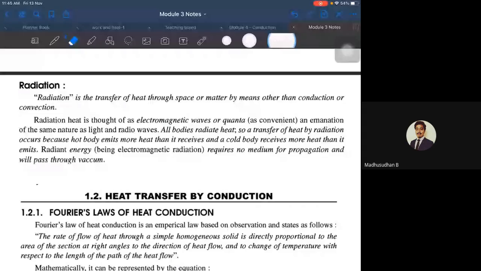Can anyone tell me the electromagnetic spectrum? Hope you have learned it in second PU days or even in engineering physics. The electromagnetic spectrum has many waves, starting from radio waves to gamma rays, in order of decreasing wavelength and increasing frequency. Anyone remember that? It is not in the syllabus anyhow, just to enhance your knowledge. That's it. Anyone knows about it?